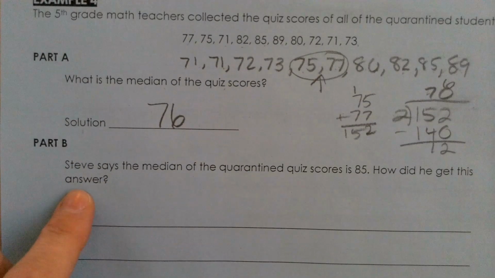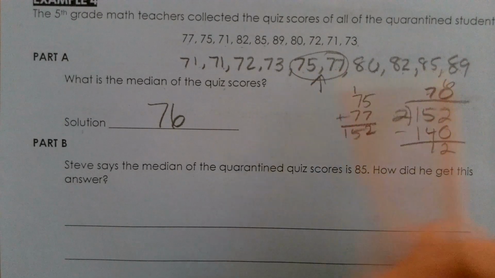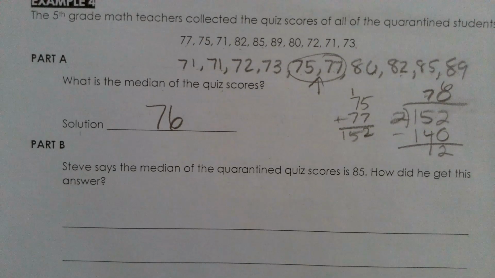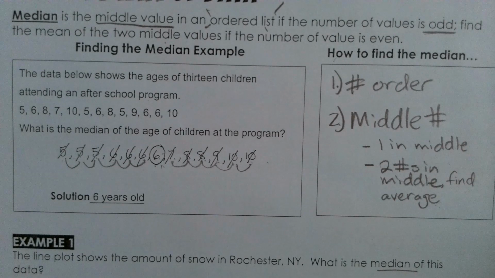Now let's take it a step further. Steve says the median of the quarantine quiz scores is 85. How did he get this answer? How could he get an 85? 85 is not in here. Look where 85's at. What step could he have missed? What might he have not done? Let's even go back and think. What could he have incorrectly thought about or didn't do?